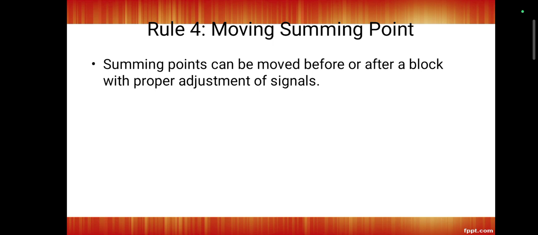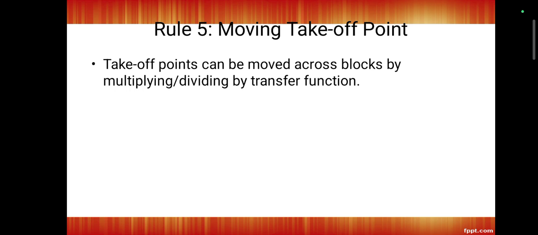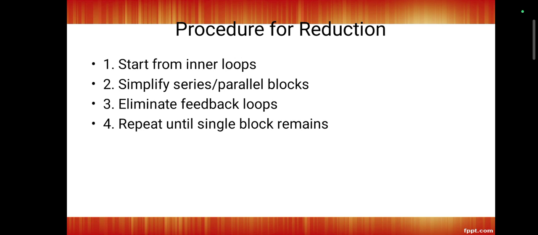Rule 4: the summing point can be moved before or after the block, with proper adjustments of the signals. That is called moving the summing point behind or ahead of the block. Next is rule 5, moving the takeoff point. The takeoff point can be moved across the blocks by multiplying or dividing by the transfer function. The procedure for reduction is to start from inner loops, simplify series or parallel blocks, eliminate the feedback loops, and repeat until a single block remains.